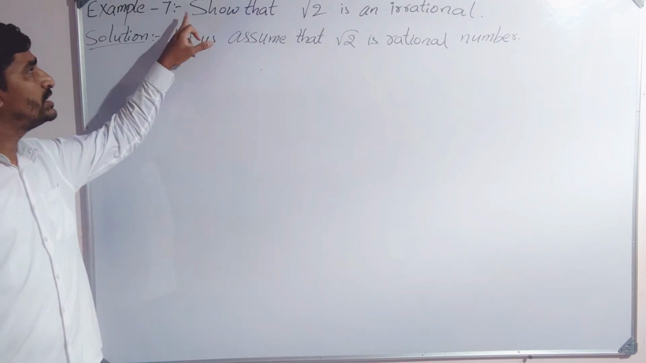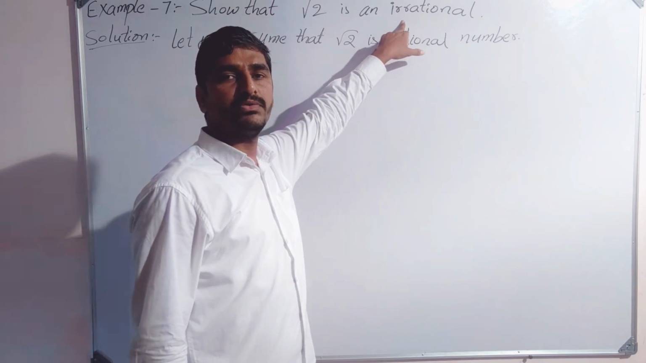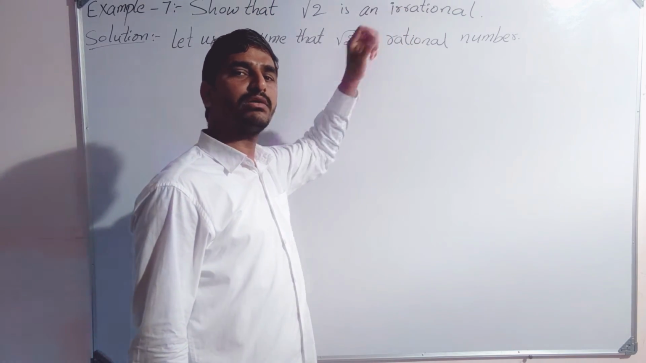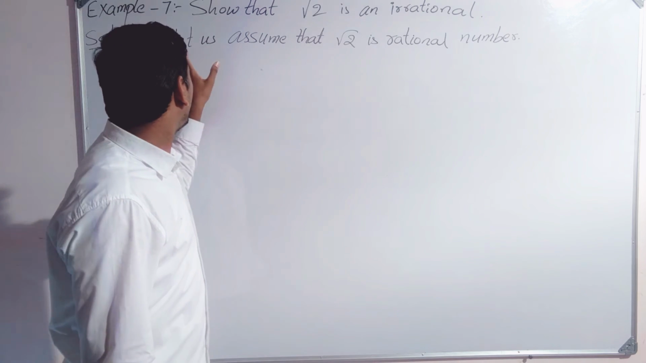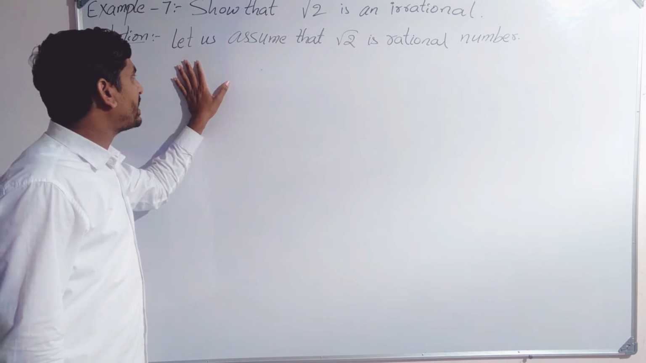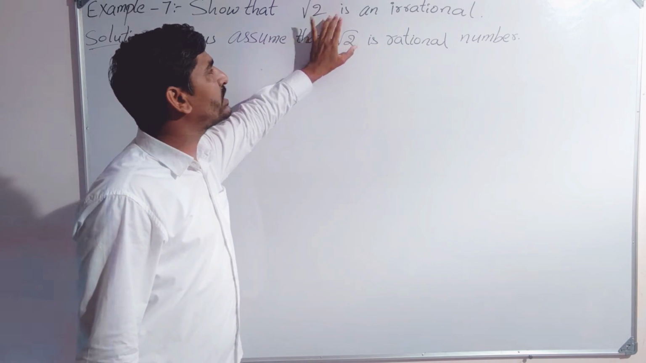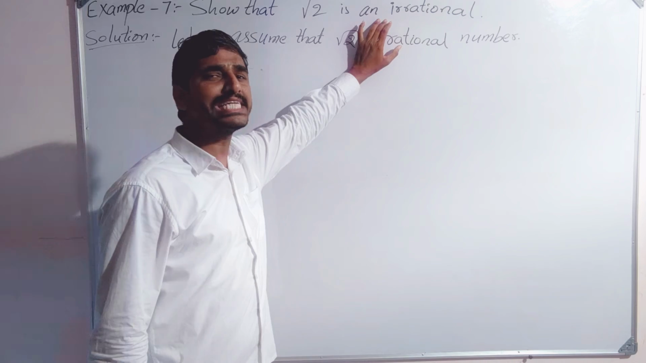Example 7. Show that root 2 is an irrational number. We know that it is an irrational number. We got that by the long division method. But we have to prove this here by using Theorem 1.6. We have to prove that root 2 is an irrational number. Let us check it.